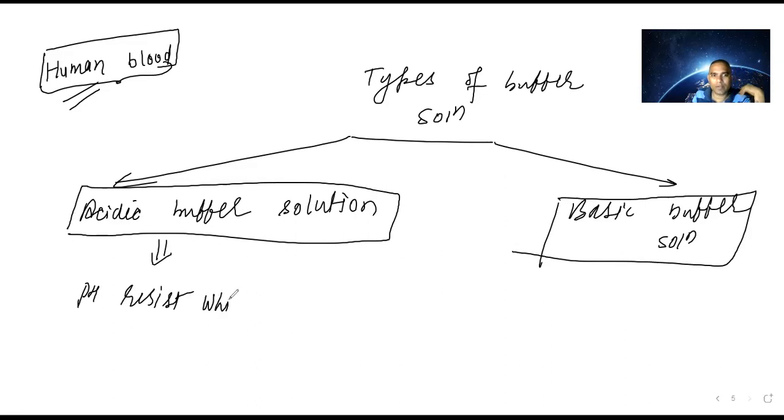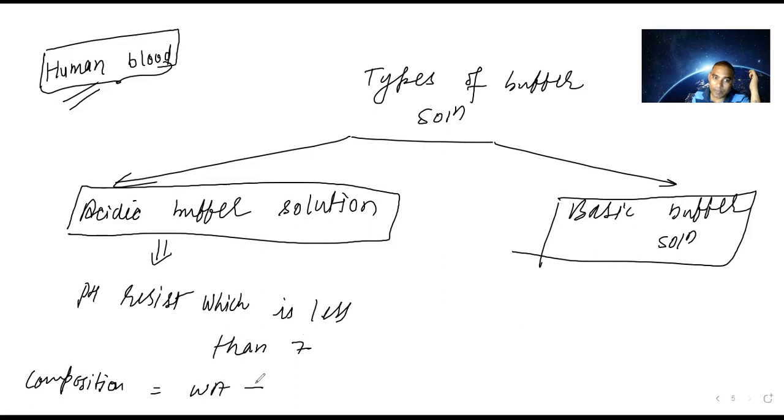Okay, acidic means that the pH is less than 7. Composition is very important. The composition is a weak acid plus the salt of a weak acid with a strong base. This is the composition that we need to keep in mind for an acidic buffer.